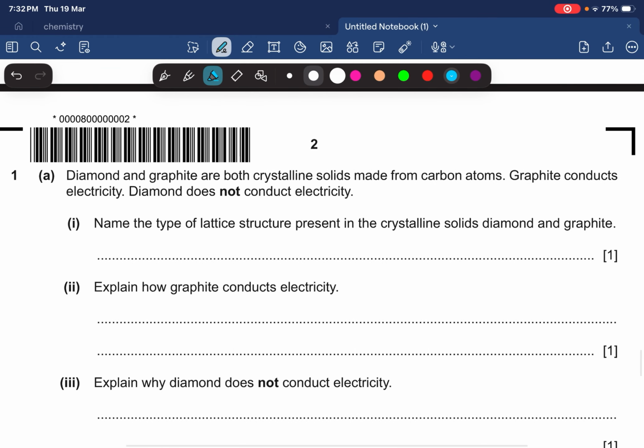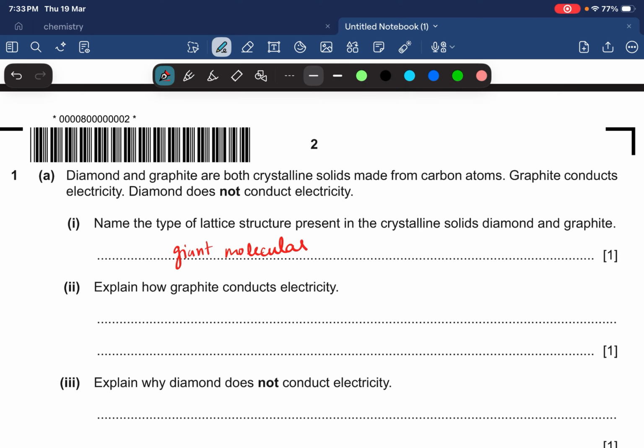Diamond and graphite are both crystalline solids made from carbon atoms. That's what we know. Graphite conducts electricity. Diamond does not conduct electricity. Name the type of lattice structure present in the crystalline solids diamond and graphite. Giant molecular structure or giant covalent structure.